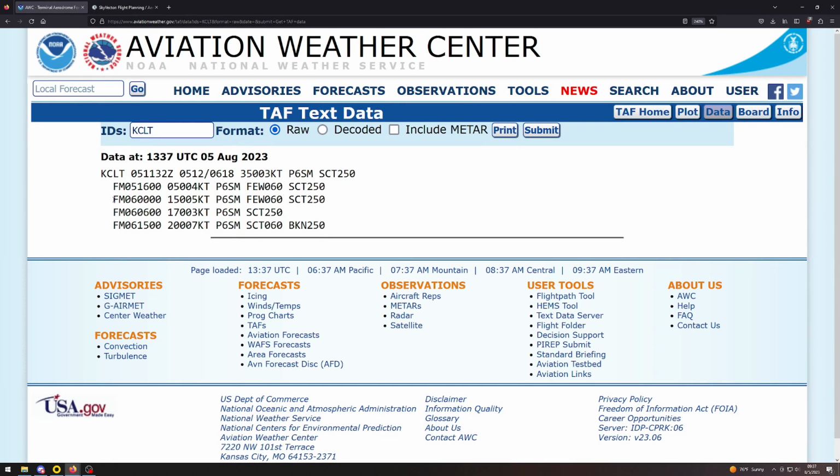We were looking for 12 o'clock local time, or what is that? 1600 Zulu. Oh, there we go. 5th day of the month at 1600 Zulu. That will work nicely. Wind is 050 at 4 knots. Definitely using runway 2 at Salisbury. That's going to be the most into the wind. And 4 knots, pretty light. But this is good. This is what we needed.